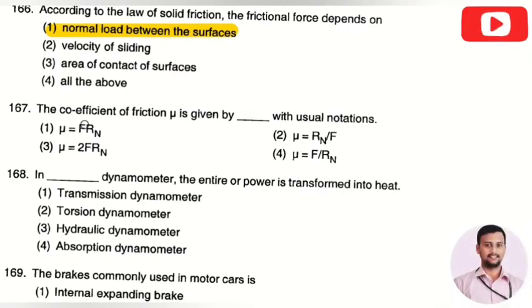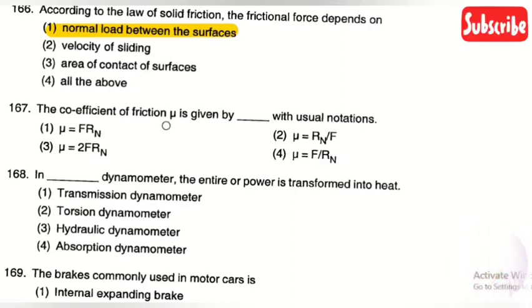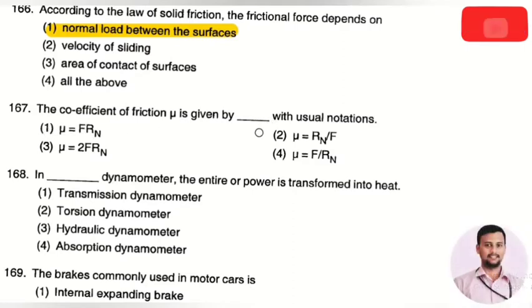The next question is, the coefficient of friction, that is mu, is given by, with the usual notation: mu equals F times R N, then mu equals R by F, then mu equals 2 F R N, and fourth option mu equals F by R. And the right option is option 4, that is mu equals F divided by R.